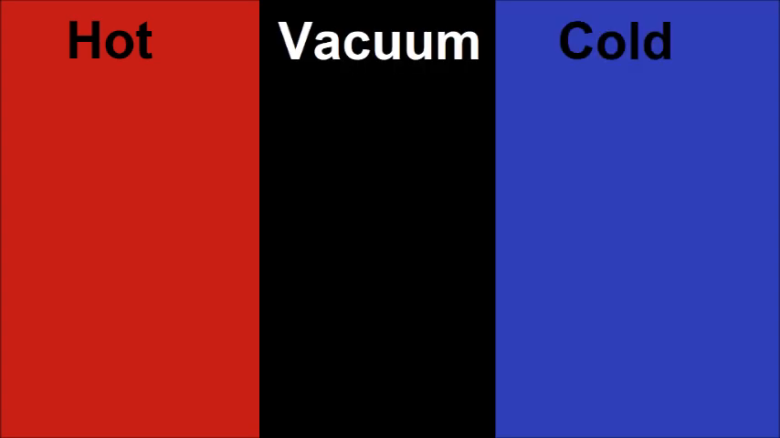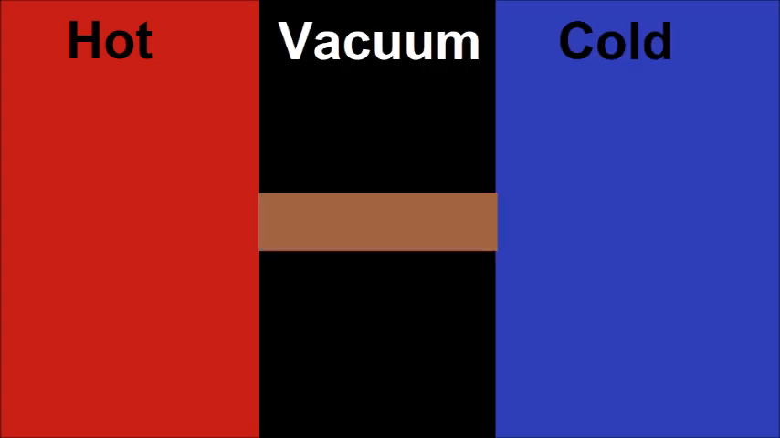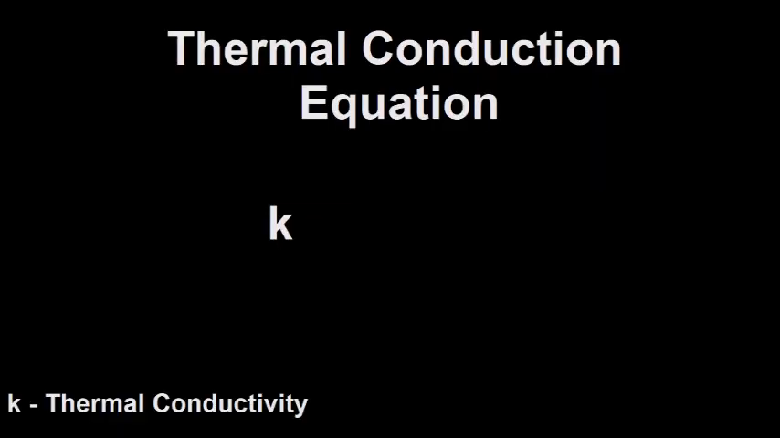If we have a hot object and a cold object with a vacuum between them, we can insert a rod and heat will flow from the hot object to the cold object. Depending on the thermal conductivity, which is dependent on the type of material, heat will flow at a certain rate. So to develop an equation for thermal conduction, we include the thermal conductivity because depending on the material, heat will flow at different rates.